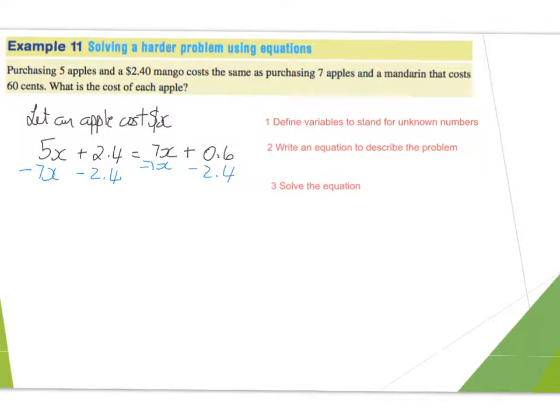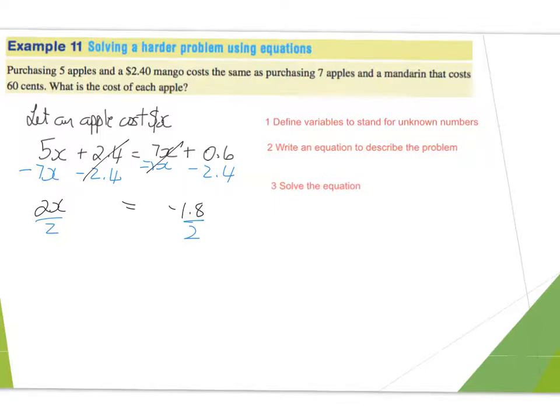Right, what do I get? 5x take 7x will give me 2x, plus 4 minus 4 is nothing, equals 7x take 7x is nothing, 0.6 take away 2.4 will give us negative 1.8. So that is 2x. Now I'm going to get rid of the 2. To get rid of the 2, I'm going to divide by 2. I'm going to divide by, ooh, that's a negative 2.